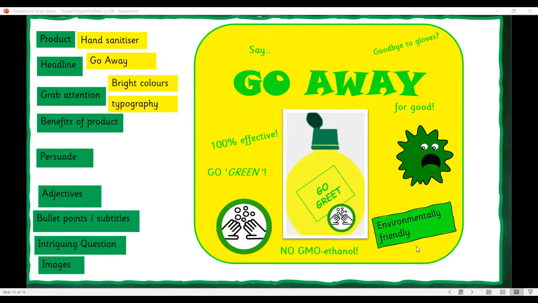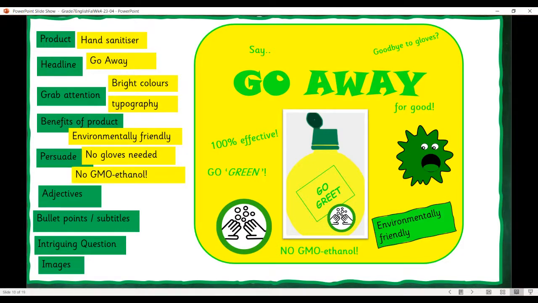Okay, so it's a very simple ad. I didn't use a lot of pictures and I didn't use a lot of colors. So the benefits: it's environmentally friendly. So often nowadays, because of our awareness of the ozone layer and going green, which is another reason why the words "go green" were chosen, because it suits the times we are in. I used "no gloves needed" to persuade by saying goodbye to gloves. So that's a technique I use to persuade people to buy my product. Even look at it. No GMO ethanol. So that chemical that is not good for you or for your skin is not in this hand sanitizer.